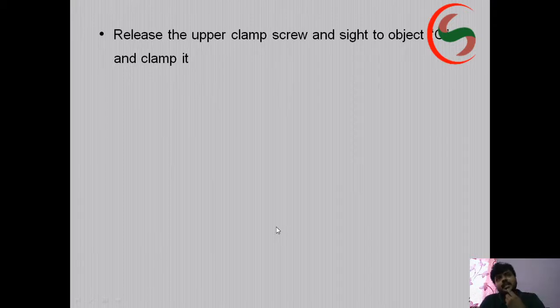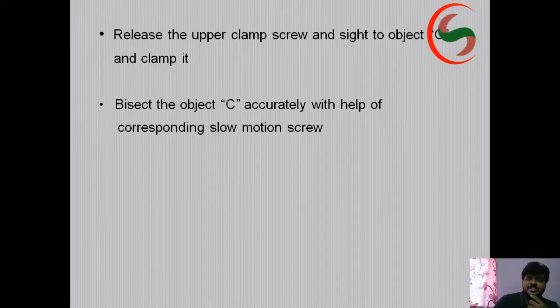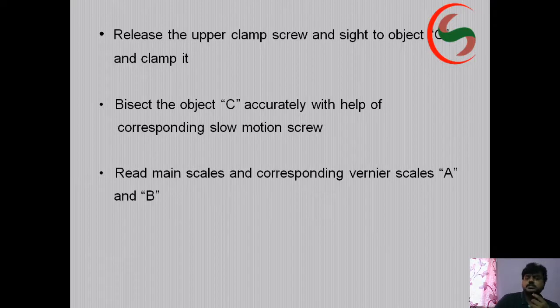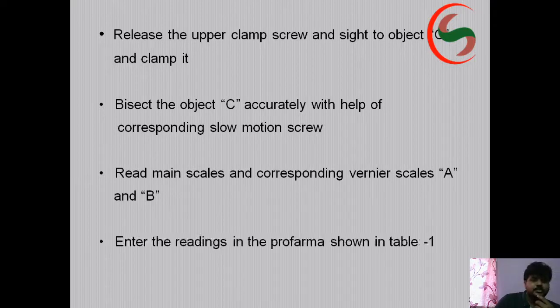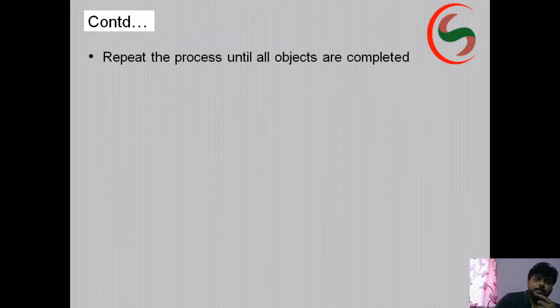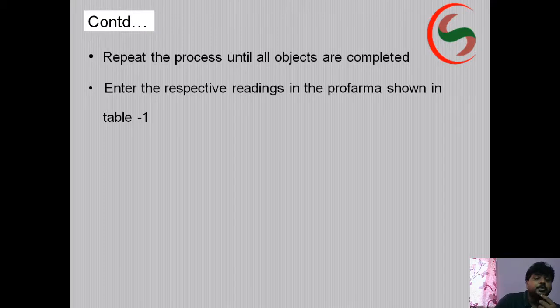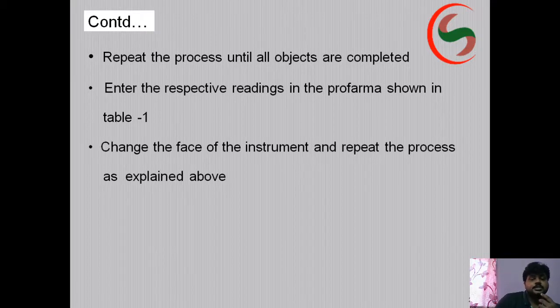Next, you don't touch the lower clamp now. Release the upper clamp screw and sight to C and clamp it. By using the tangent screw, go for the exact bisection and take the readings, the corresponding main scale reading and vernier scale readings, and enter the readings in the proforma. Repeat the process until all the objects are finished: A, B, B to C, and C to D. Finally, D to A. Okay, you are done.